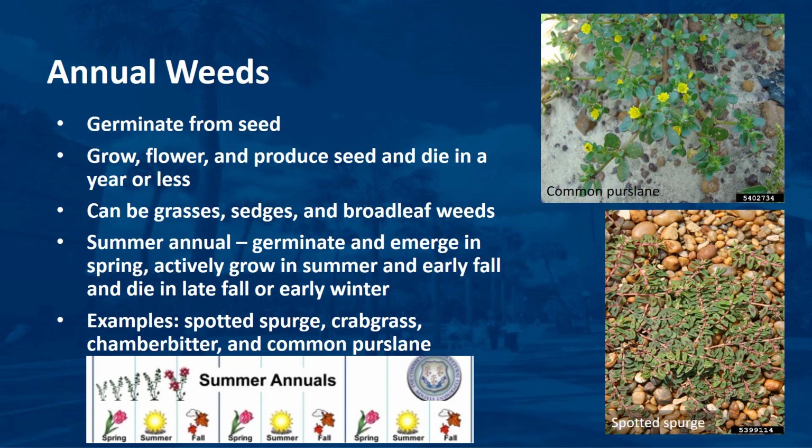Annual weeds germinate from seed. These weeds grow, flower, produce seed, and die in a year or less. Grasses, sedges, and broadleaf weeds can all be annuals. These weeds are grouped by the season in which they germinate and grow. Warm season or summer annuals germinate and emerge in the spring. They actively grow in the summer and early fall, and they die in the late fall or early winter. Examples include spotted spurge, crabgrass, chamber bitter, and common purslane.